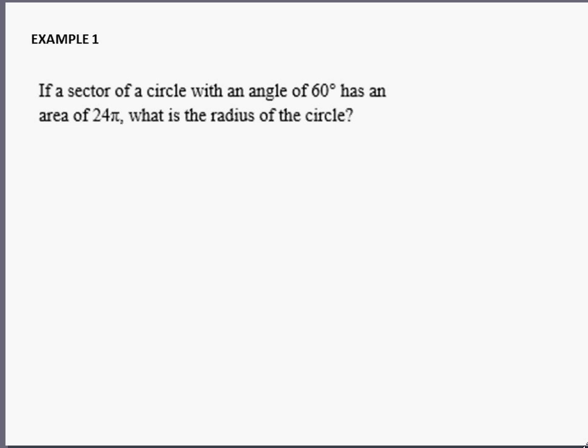These are common problems, and I will always encourage you to actually draw your figures to help you visualize the question very well. So I'm going to draw a simple circle here. And then we have a center here, center O, and the distance from here to here is R. And this is 60 degrees. So this sector here happens to occupy an area of 24 pi according to this.